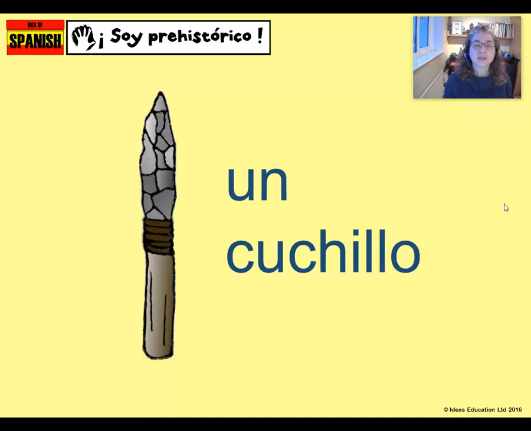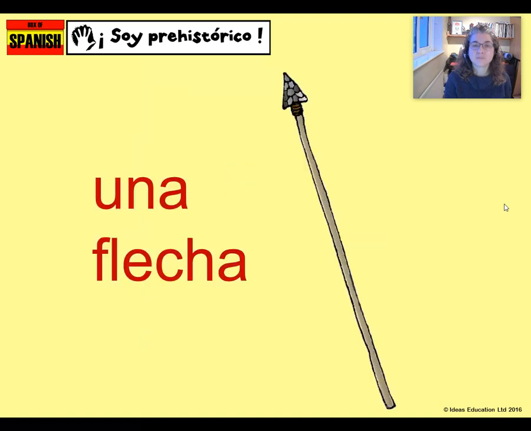The next tool is un cuchillo. Un cuchillo. What do you think that is? That's right, it's a knife, and the blade part was made of flint also.